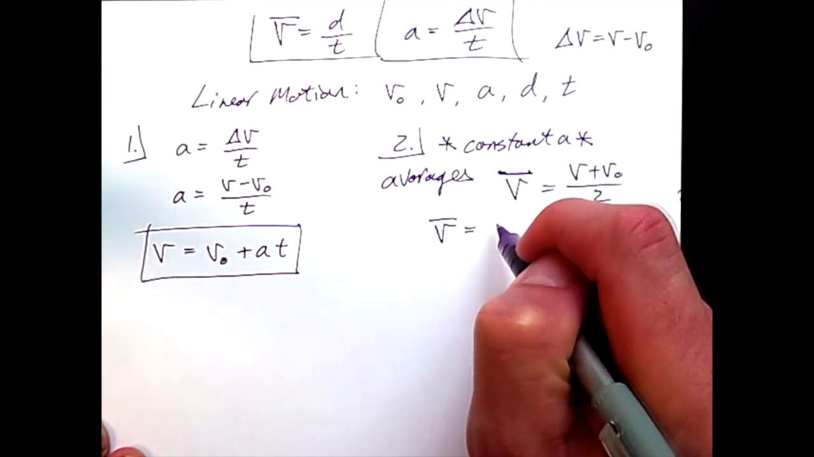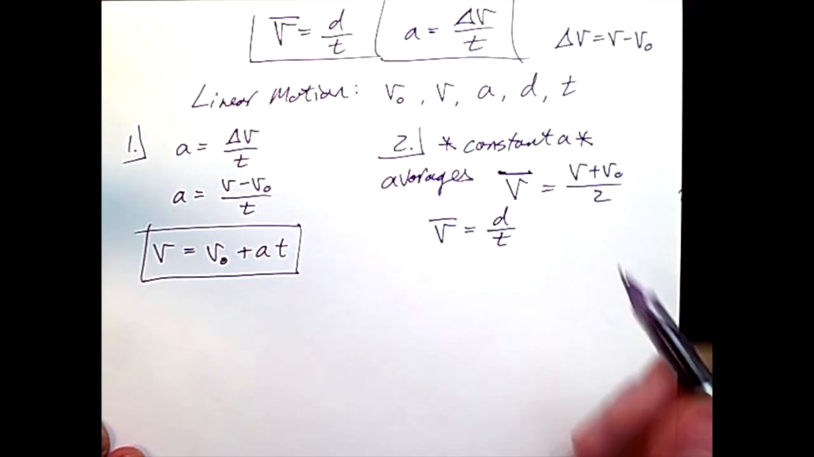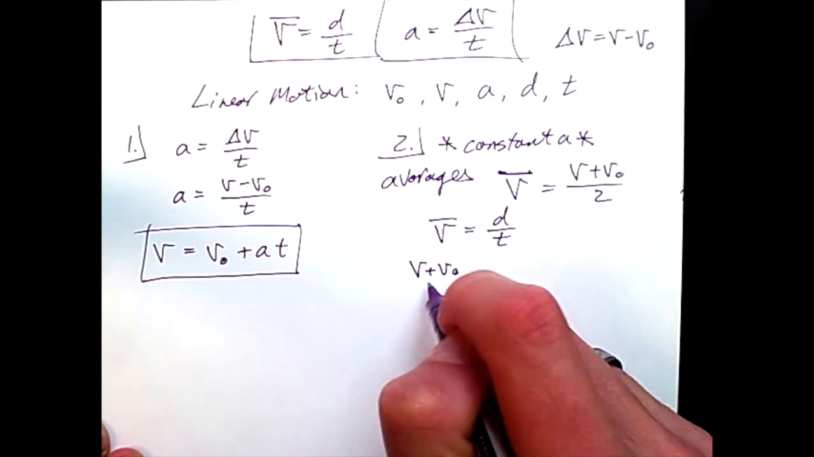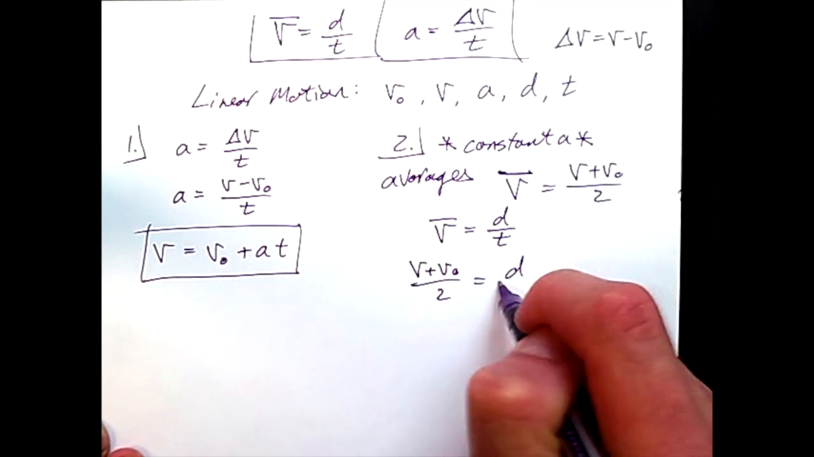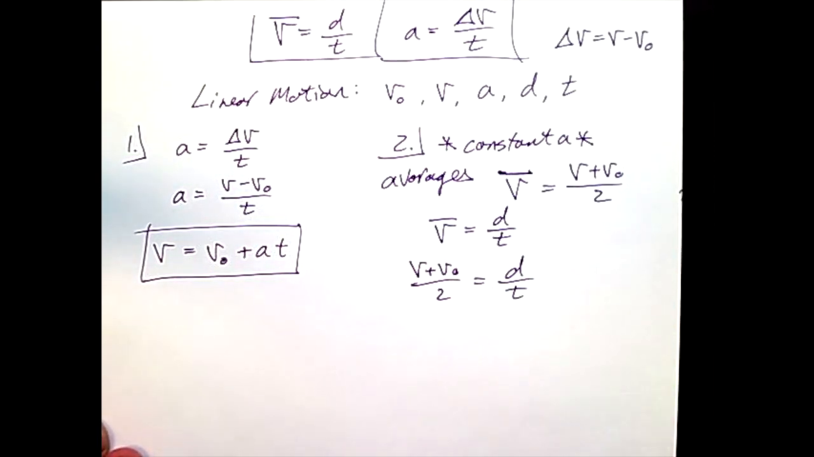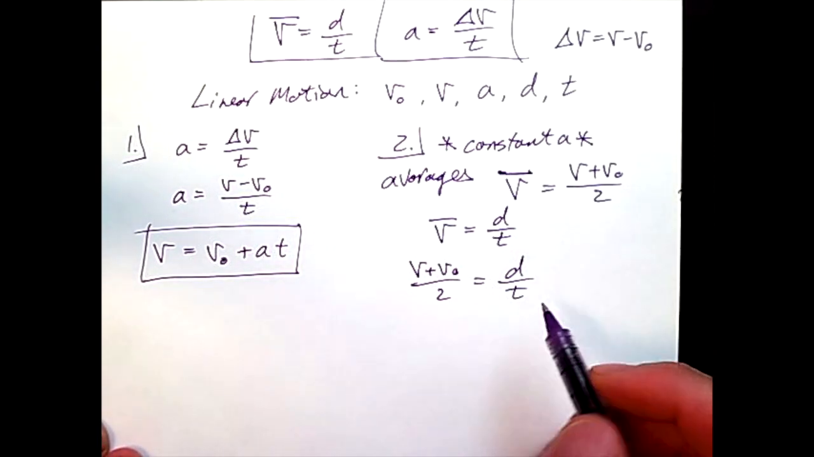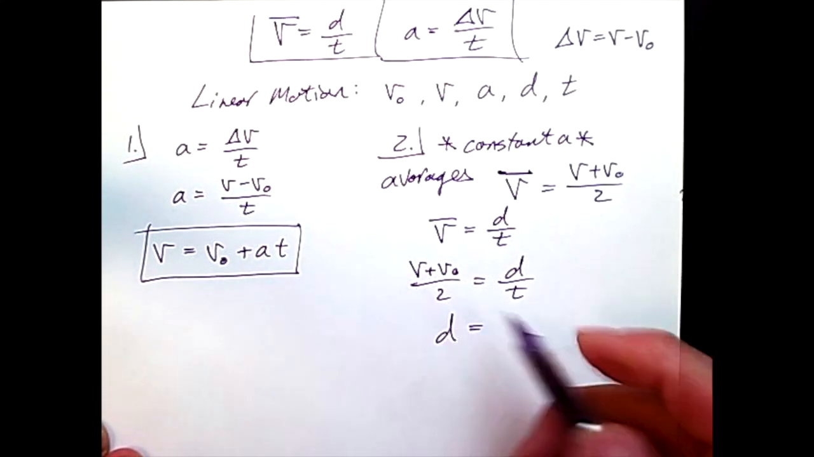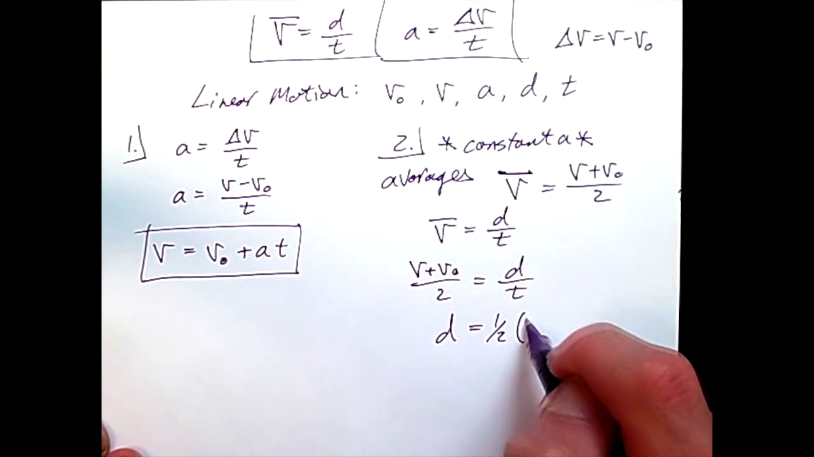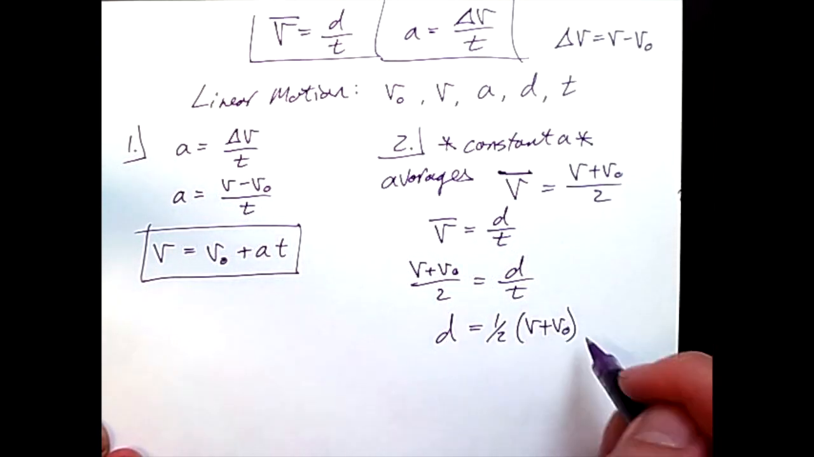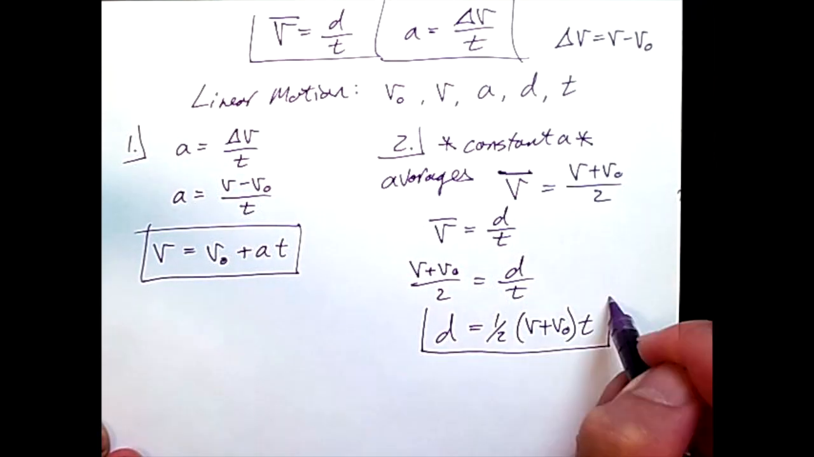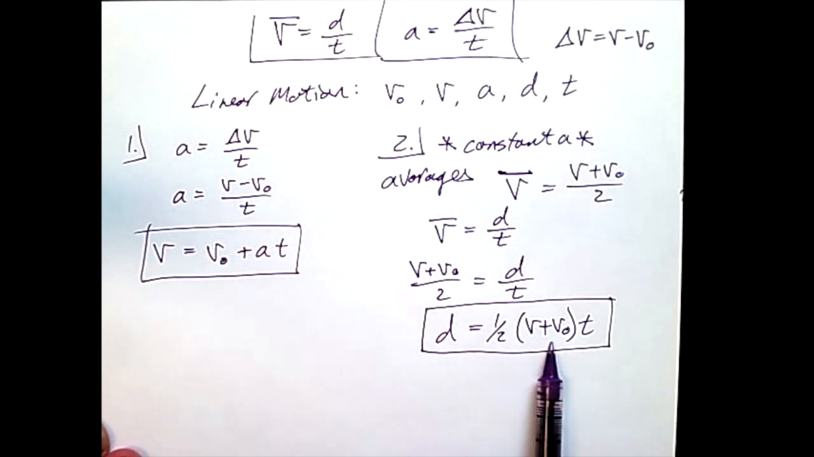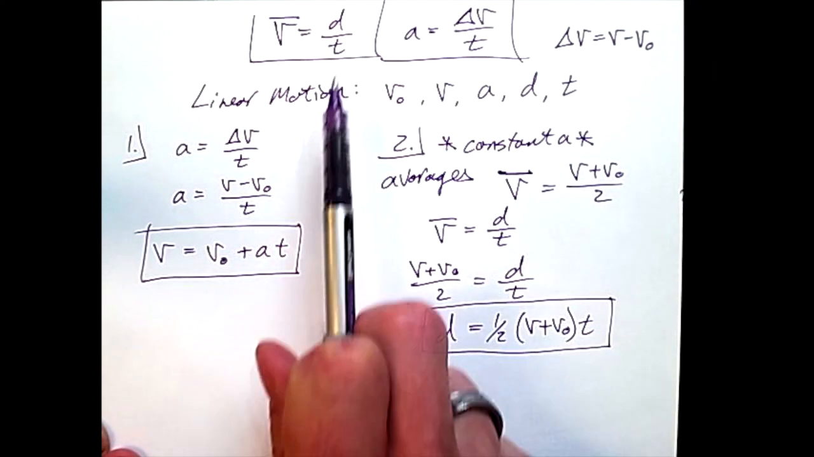So starting with v average equal to displacement divided by time, and then taking this knowledge and substituting in, I have v plus v naught divided by 2 equal to displacement divided by time. And then again with some simple algebra, we're going to rearrange this as a function for displacement. So I'm going to pull the 1/2 out as a quantity of v plus v naught and then multiply by t. And so I end up with an equation that describes the displacement as the average velocity times the time, which is this equation.